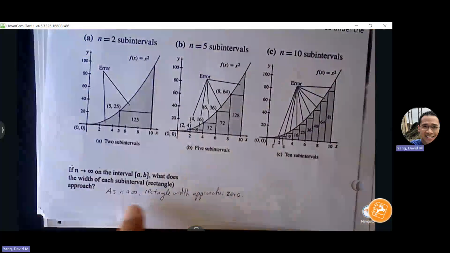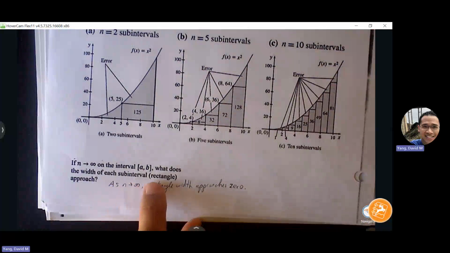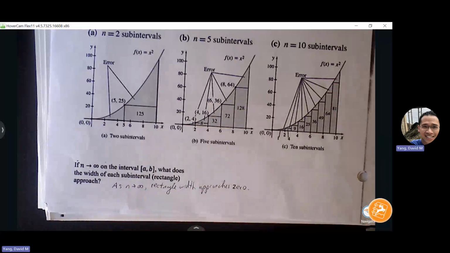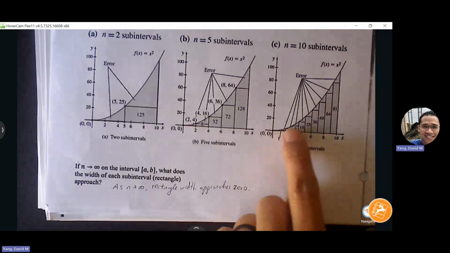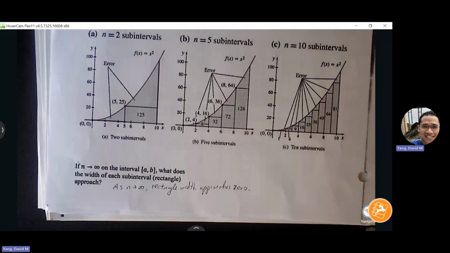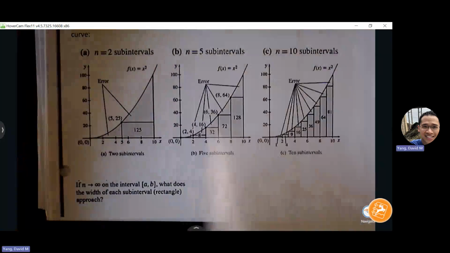So if n approaches infinity on the interval from A to B, what does the width of each subinterval approach? As n approaches infinity, the rectangle width approaches 0, right? So imagine you have these infinitely thin rectangles that will adjust to every change of every point on the curve, and you can imagine an infinite number of rectangles will achieve the actual area under the curve. All right.